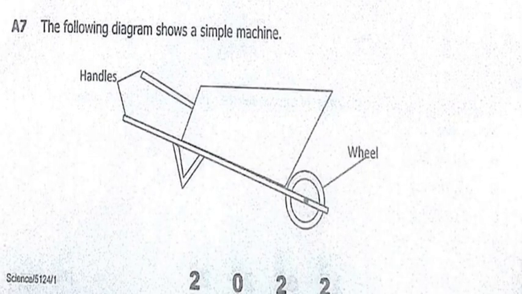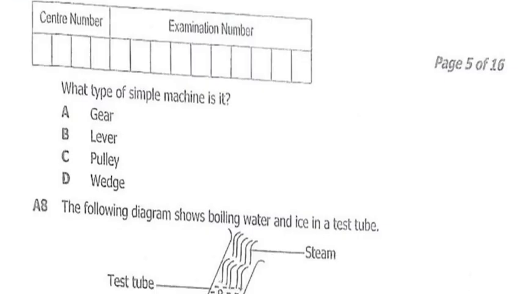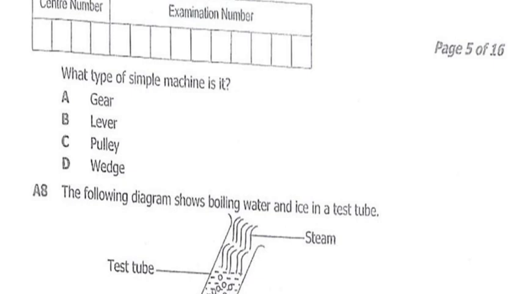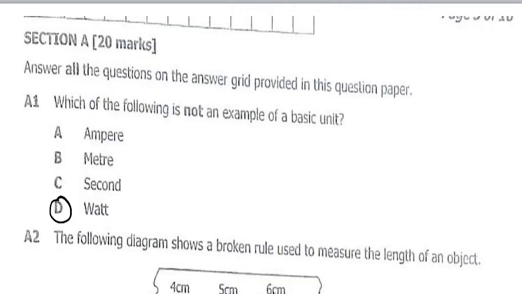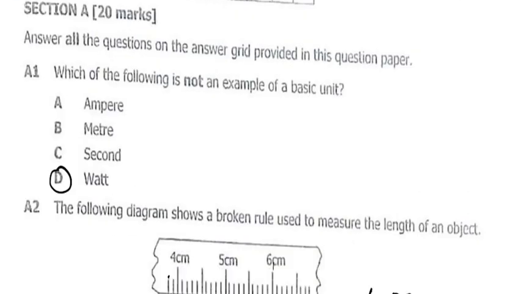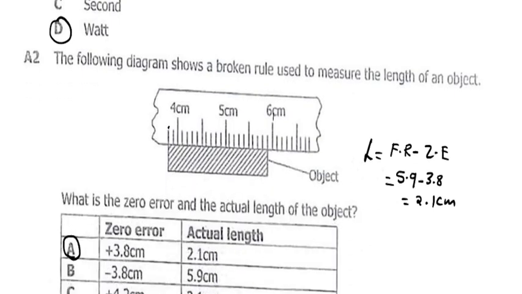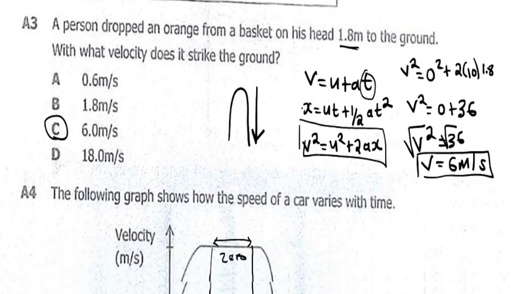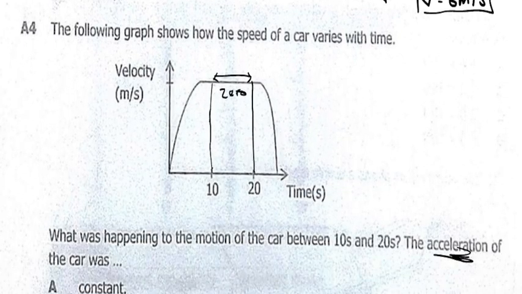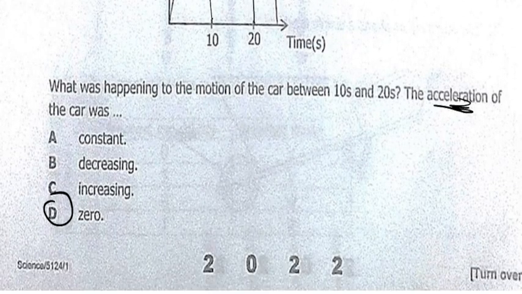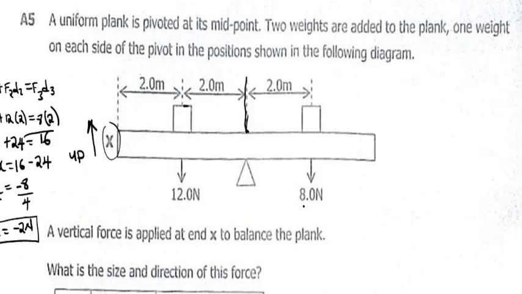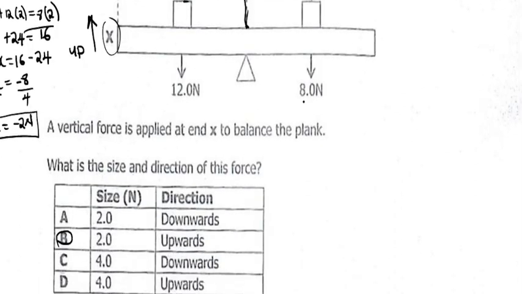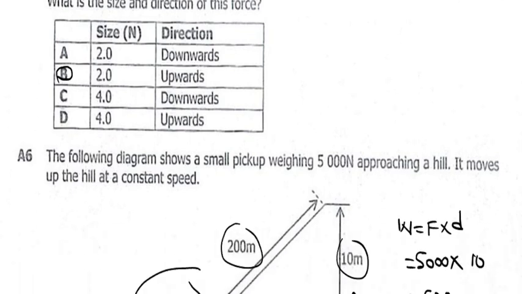The following diagram shows a simple machine. What type of simple machine is it? If you check the diagram again, it is a wheelbarrow. A wheelbarrow is an example of a simple machine. There are certain simple machines that they can give you, and a wheelbarrow is an example of a particular type of simple machine.